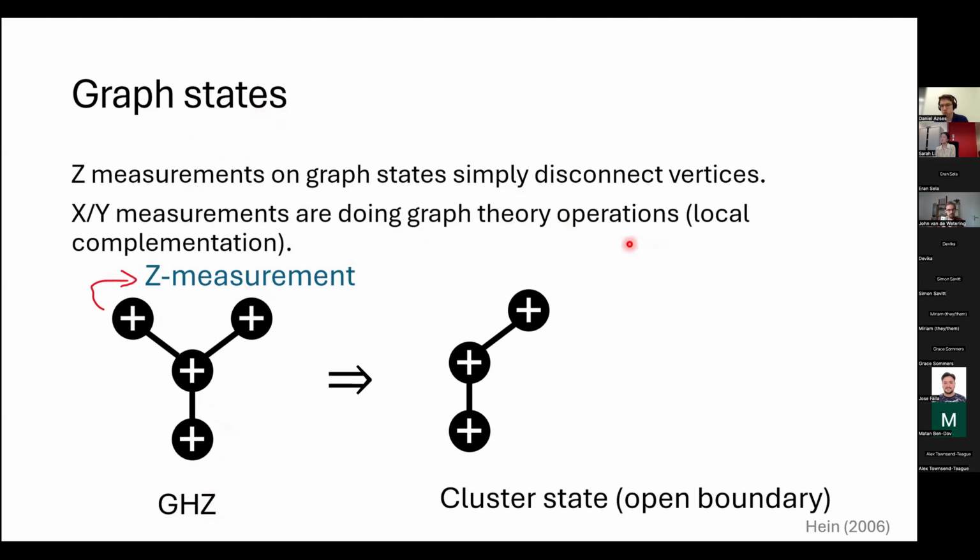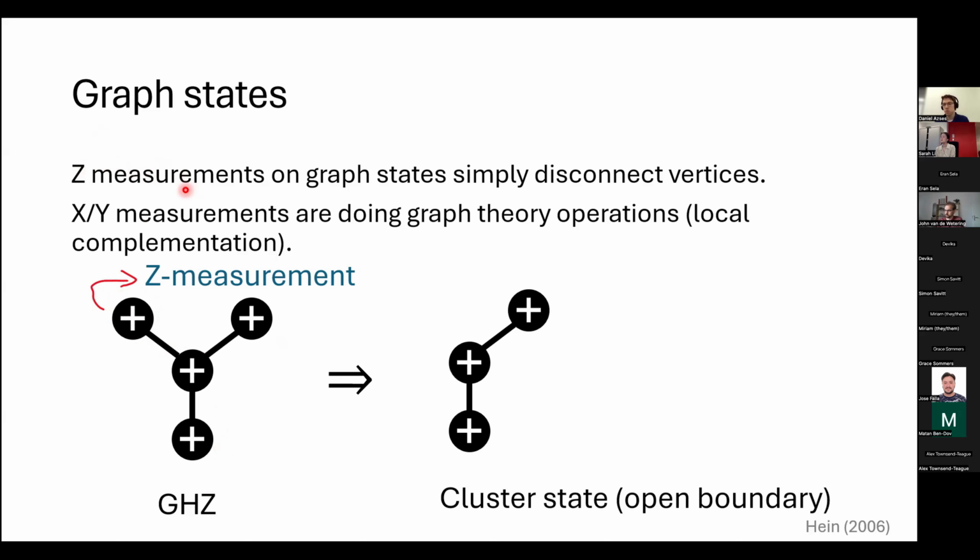So they're doing something called local complementation in graph theory, but Z measurements usually just disconnect vertices. So they actually destroy information. Many times we will use these graph states to mediate information from, for example, one vertex to another. To do that, instead of preparing it in the plus state via this H gate, we prepare it in some general state, and with Z measurements we actually destroy the information. So they are some sort of irreversible process, which we will see is actually maybe a non-unitary gate.